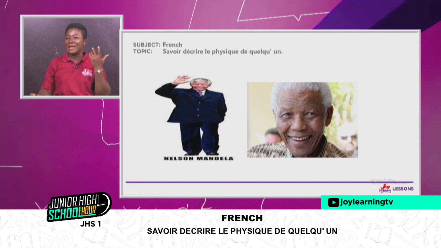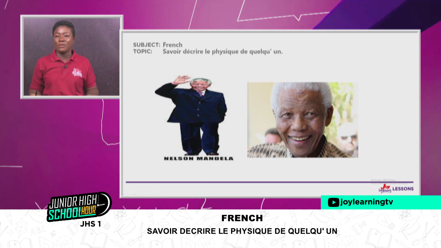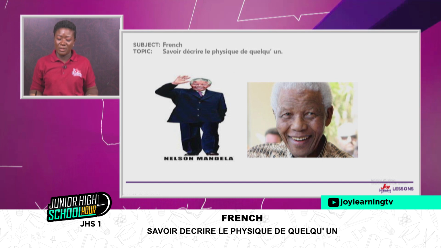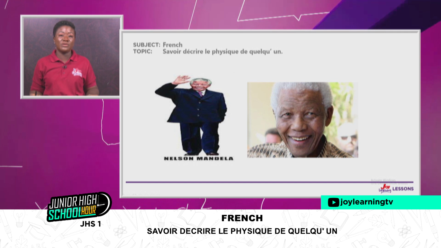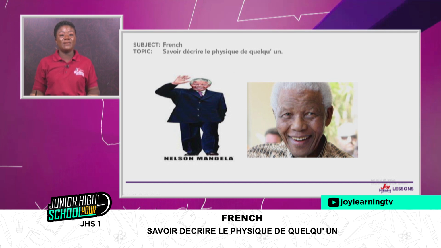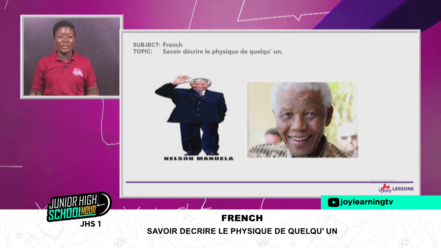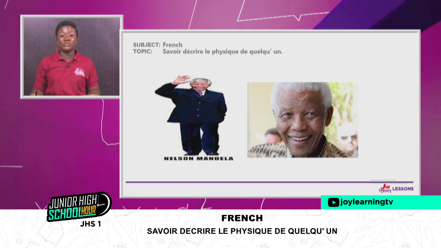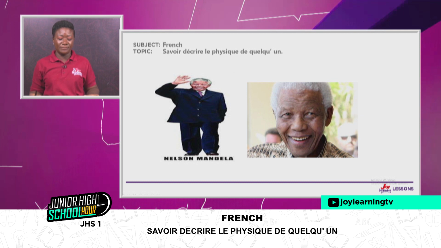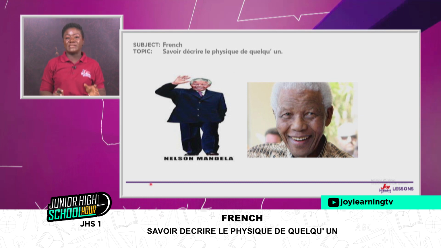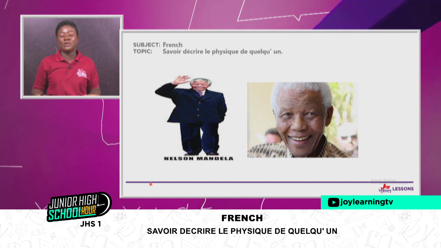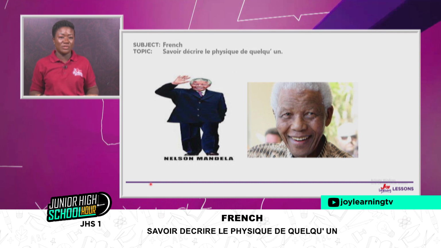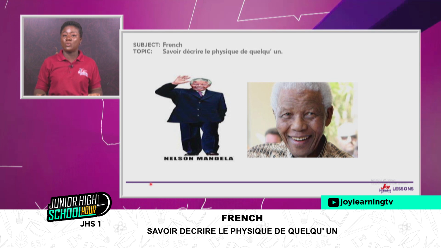Now, when we look at the color of his hair, the color looks white. Good. So we say, il a les cheveux gris. Il a les cheveux gris. Ou bien, ses cheveux sont gris. We can also look at his eyes and say something about the color of his eyes. And we can say, il a des yeux noirs. Il a des yeux noirs. The color of his eyes looks blackish.